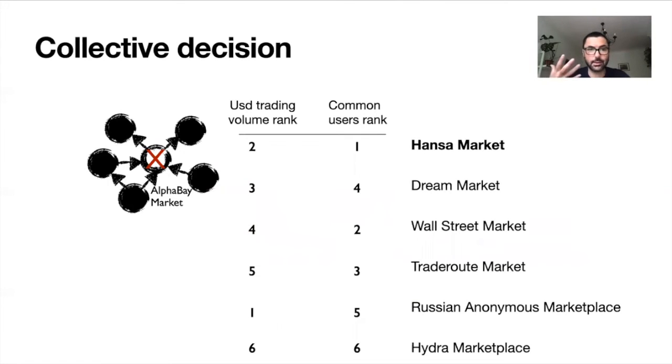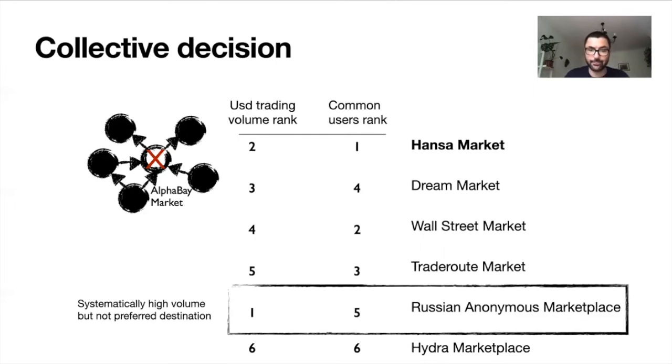Which is this market? So how is the collective decision made? Well, we ranked markets at the moment of closure according to their volume in US dollars or common users, that is, users that they were sharing with the closed market before closures. These are not migrants, therefore, but they may be relevant. And you see Hansa, the top destination, is actually first in the common users rank. Then you have, systematically, the fact that the Russian anonymous marketplace has a high volume, but is not a preferred destination. And this is probably because it's in Russian, and there are also geographic barriers there.